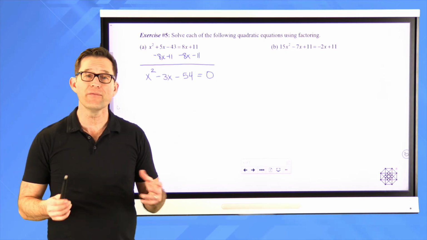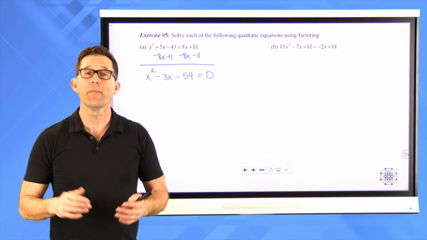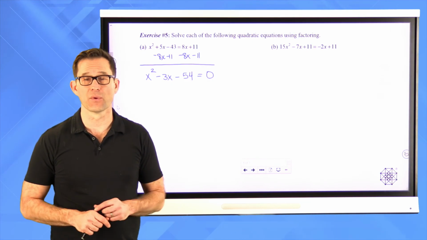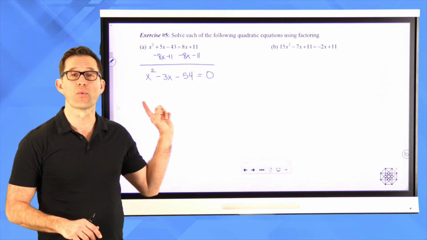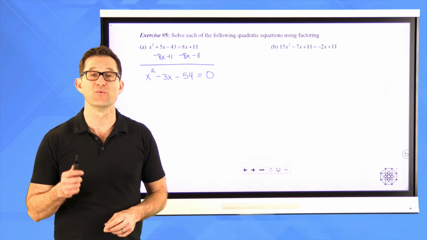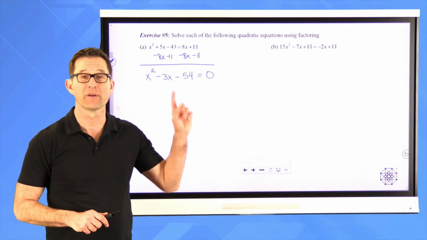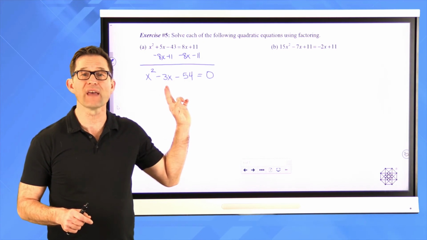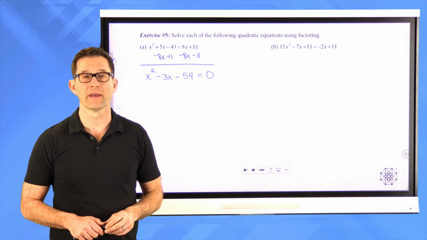The idea that if the equation isn't equal to 0, you may have to add or subtract things from one side in order to get it equal to 0. At this point, though, this should be relatively easy to factor. I would suggest you don't want to do this one by completing the square because, again, that 3 is odd. But take a moment and see if you can factor this and solve the equation in letter A.